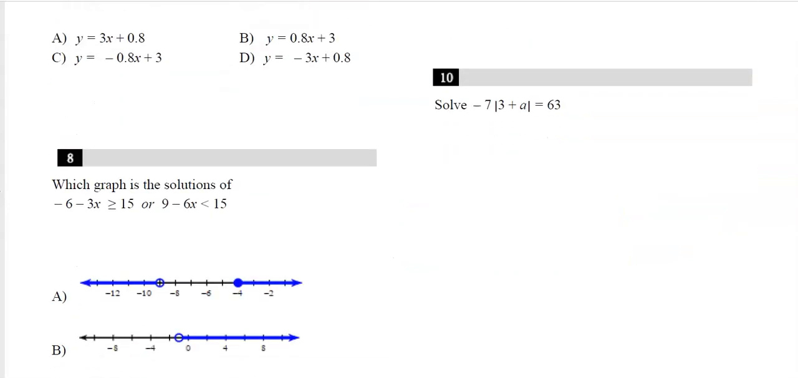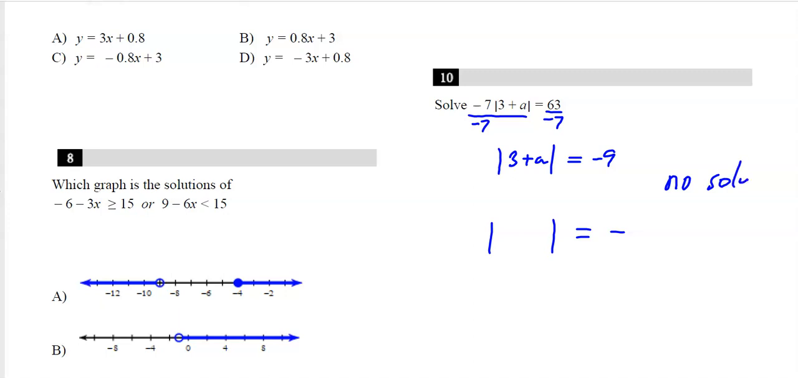Number 10. Same thing here. I've got to get the absolute value bars by themselves. So I have to divide by that -7. And right here is a violation. You can never have, I don't care what you are, if the absolute value equals a negative number, that's impossible, because the absolute value of anything is going to be positive. So this one's a no solution.